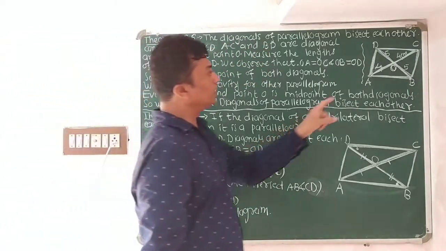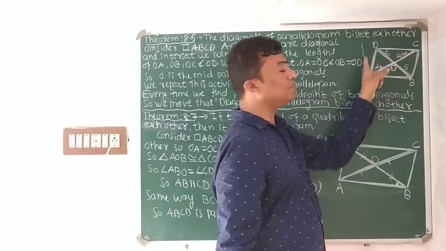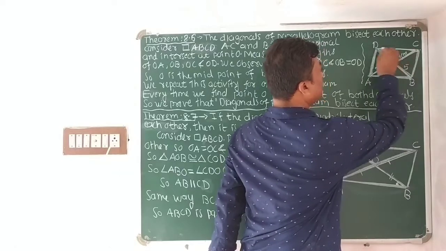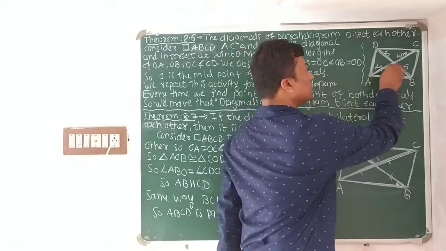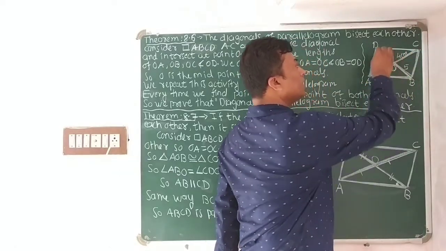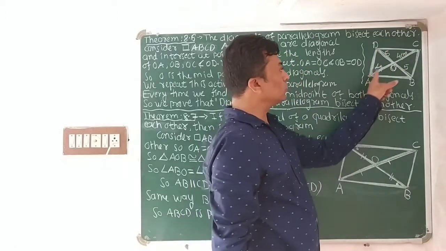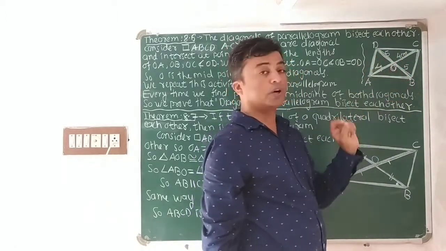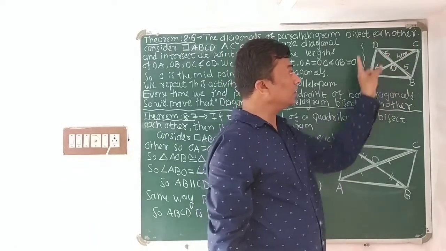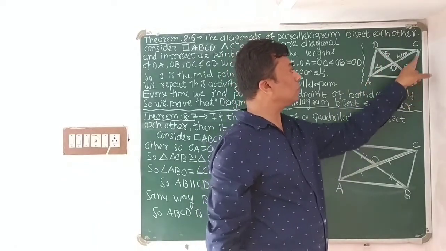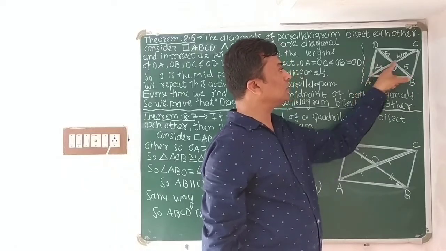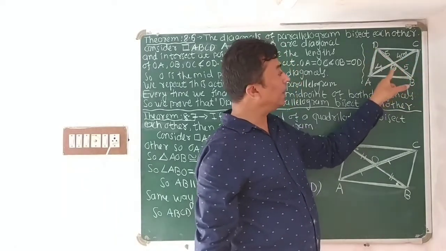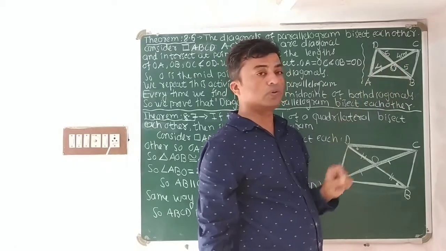See children, the figure of quadrilateral ABCD is given. This is the quadrilateral ABCD. Then AC is a diagonal and BD is also a diagonal. So the diagonals AC and BD intersect at point O. This is diagonal AC, this is diagonal BD, and they intersect at point O.